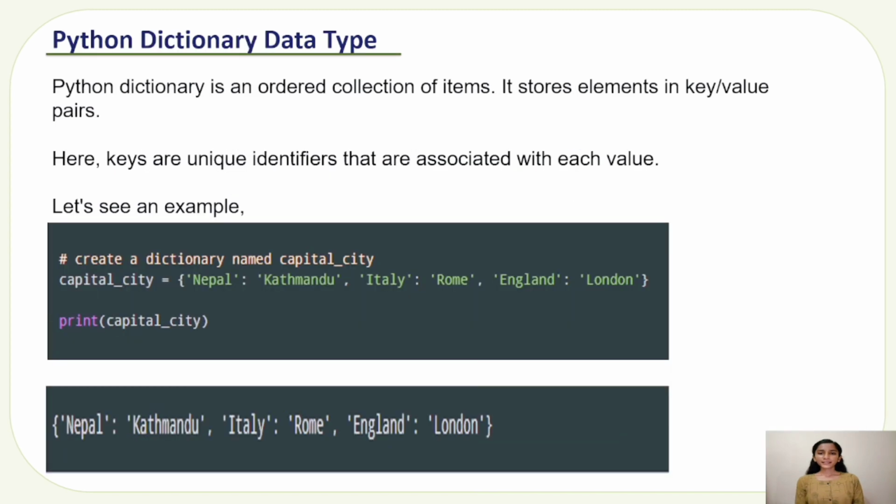Python dictionary data type. Python dictionary is an ordered collection of items. It stores elements in key/value pairs. Here keys are unique identifiers that are associated with each value. Let's see an example. We have created a dictionary named capital_city. Here keys are Nepal, Italy, England and values are Kathmandu, Rome and London. As we print capital_city, in the output we get both keys and values as displayed on the screen.